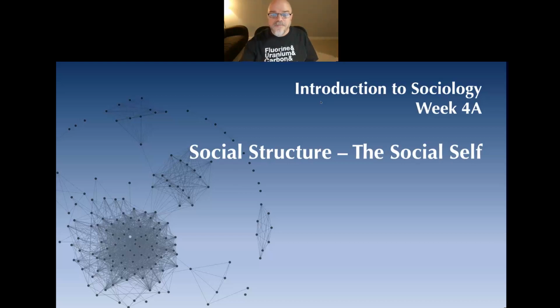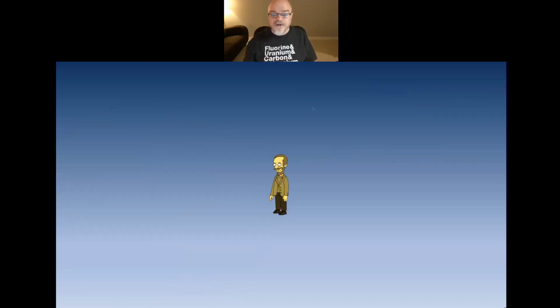So without further ado, I guess we'll get started and we'll look at the social self. When sociology looks at the self, we're looking at it very differently than, for example, a psychologist might look at the self. We have a very different unit of analysis in sociology, right? We're interested in the collective. We're interested in the aggregate. Psychology is much more interested in the individual as an individual.